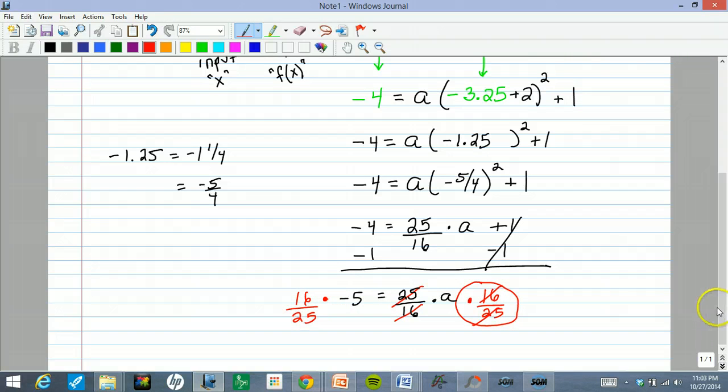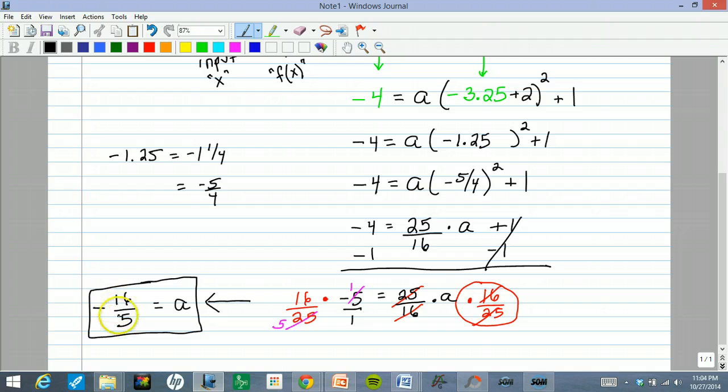So here we go, kind of working in a strange order. Put my answer over here. a on the left is equal to, and I also have a nice simplification here. 5 goes into itself once, and it goes into 25 five times. So my a value is 16/5 times negative 1, negative 16/5. And I keep my answer in fraction form, improper fraction, that's okay. It's easy to work with over decimals or mixed numbers. So that's it. It can't be simplified.